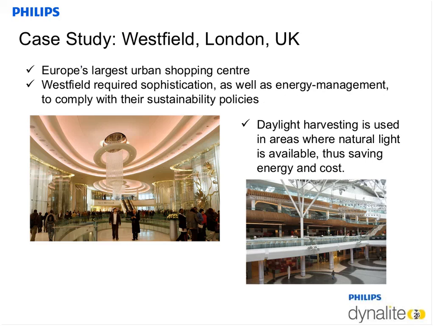Moving to London, my hometown, Europe's largest urban shopping centre. You can imagine different requirements. Some areas here will have dynamic colour changing. Energy is very, very high on the agenda. So daylight harvesting, there's lots and lots of natural light, lots of glass. So why have all this artificial light on when people want the feeling of being outdoors in an indoor environment?